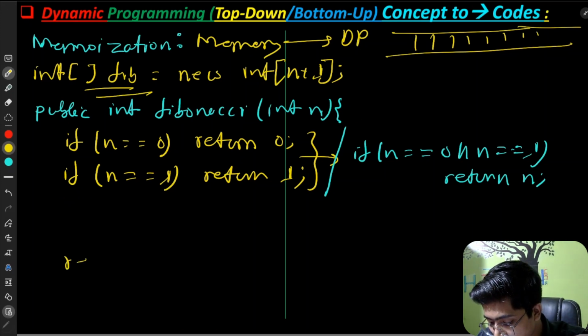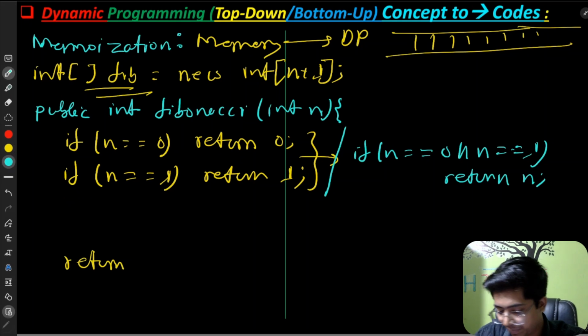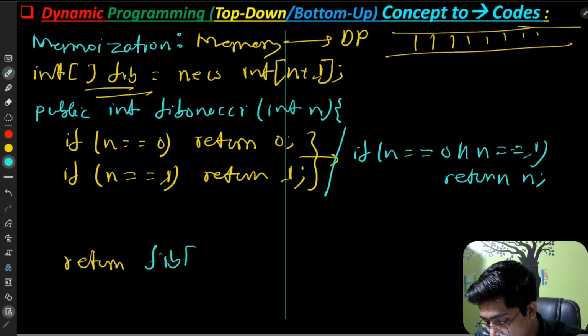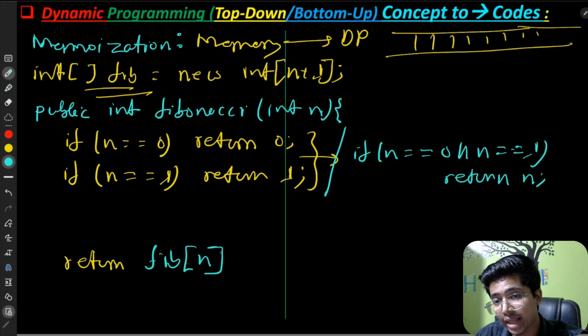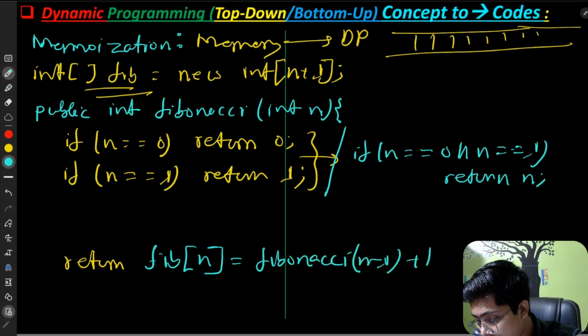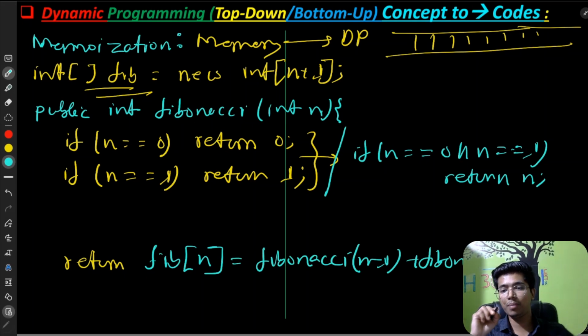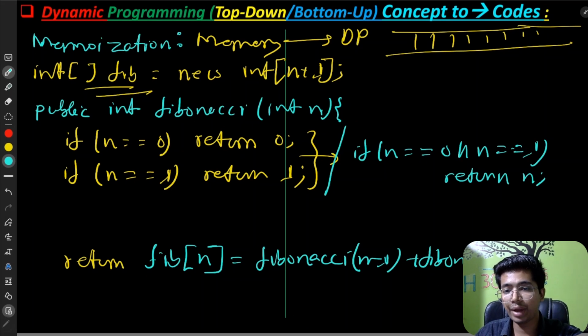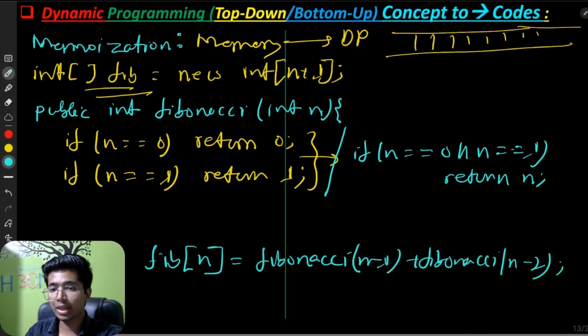So return Fibonacci of n. Now look, this is the step where we are utilizing or saving the memory. Fibonacci of n equals Fibonacci, so this is the recursion applying Fibonacci of n minus 1 plus Fibonacci of n minus 2. So we applied recursion from here. Fibonacci of n minus 1 and Fibonacci of n minus 2. So that is the application of Fibonacci.